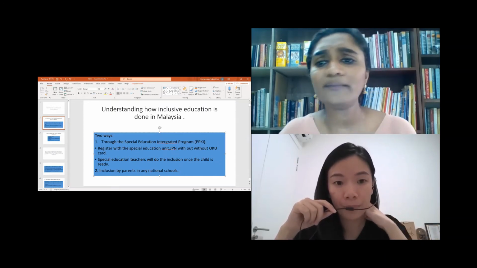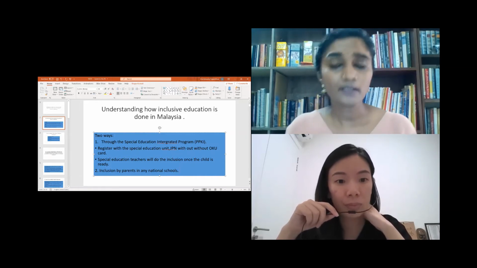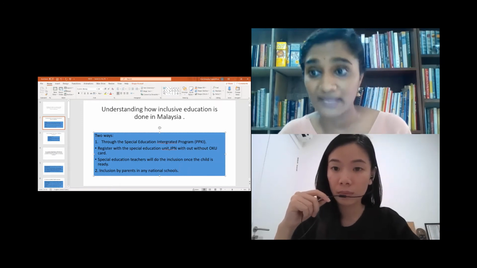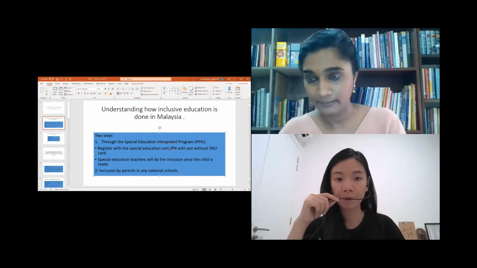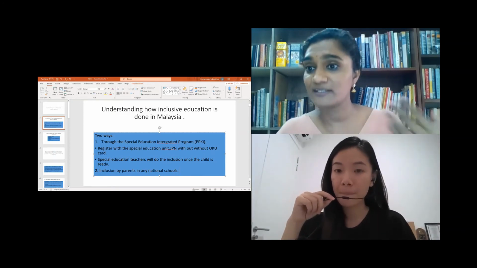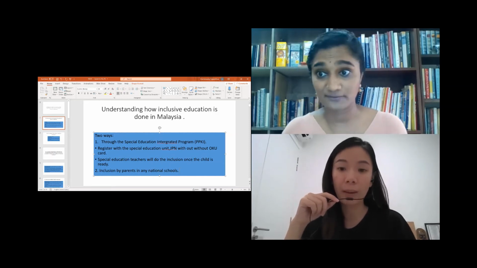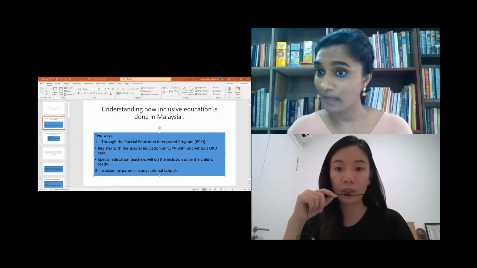It can be with or without an OKU card, it doesn't matter. Even if you don't have an OKU card, you can still be placed in the special education integrated program, PPKI. But of course, it is suggested to have an OKU card so that the child gets quite a number of privileges. But it's up to the parents. It's not a compulsory thing.